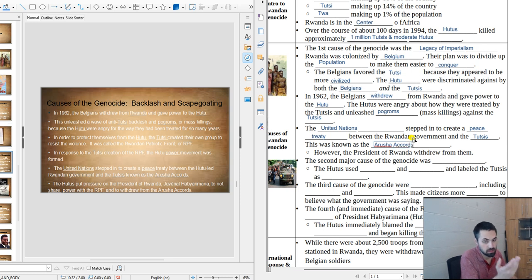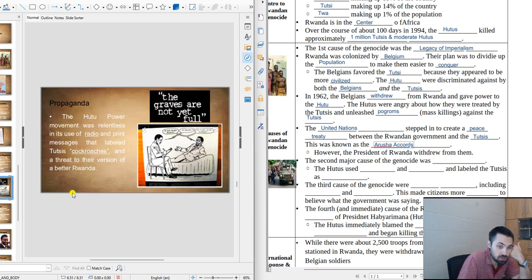Now, I don't know if I'm pronouncing that right or not. However, the president of Rwanda, whose name I have no idea how to pronounce, Habyarimana, withdrew from these peace accords. So we have an ineffective peace accord.